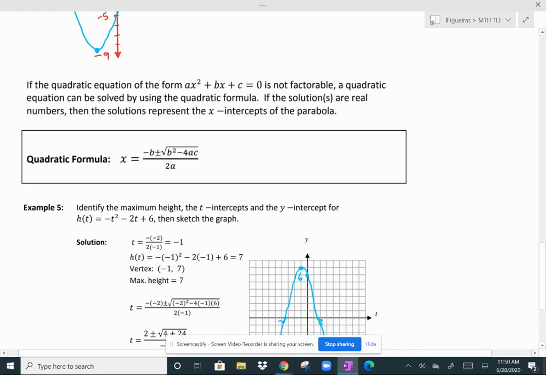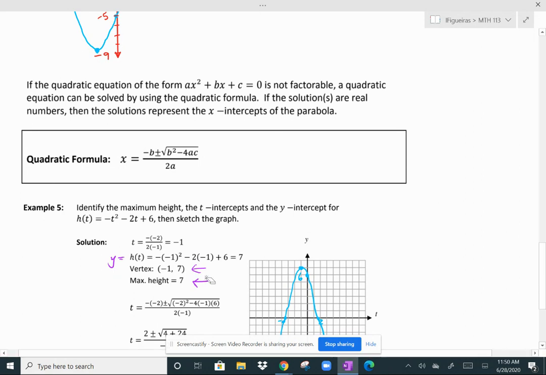So now I have to find the y value, and the y value is h of t. So we have h of -1, which gives me (-1) squared minus 2 times -1 plus 6, and that simplifies down to 7. So I have a vertex of (-1, 7), which means that the maximum height of this parabola will be 7, right? The height is the y value.